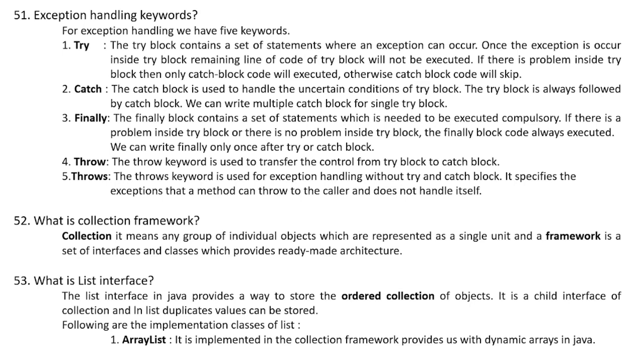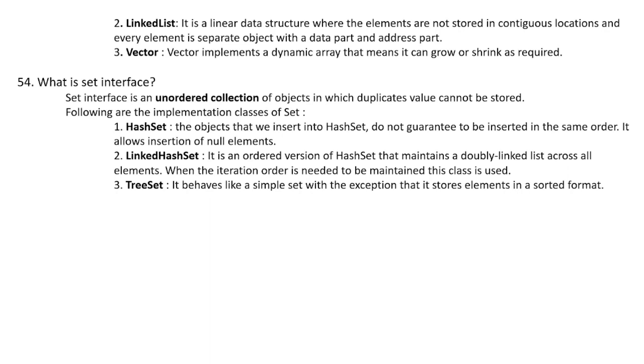Following are the implementation classes of list. 1. ArrayList. It is implemented in the collection framework and provides us with dynamic arrays in Java. 2. LinkedList. It is a linear data structure where the elements are not stored in contiguous locations and every element is a separate object with a data part and an address part. 3. Vector. Vector implements a dynamic array, that means it can grow or shrink as required.